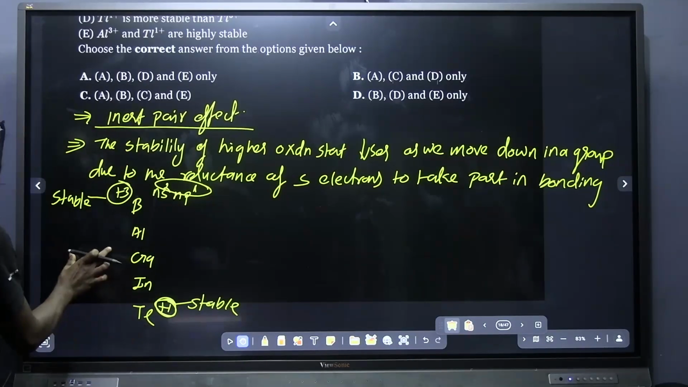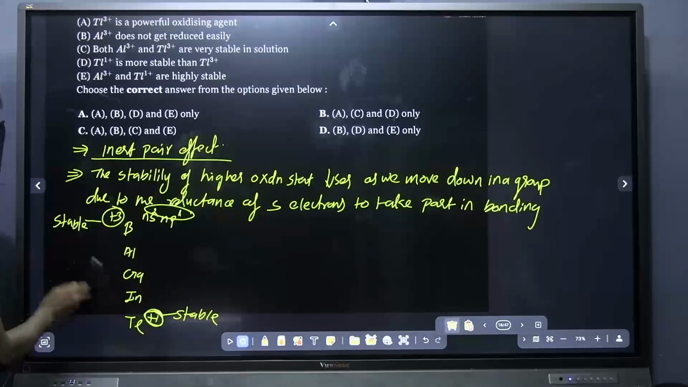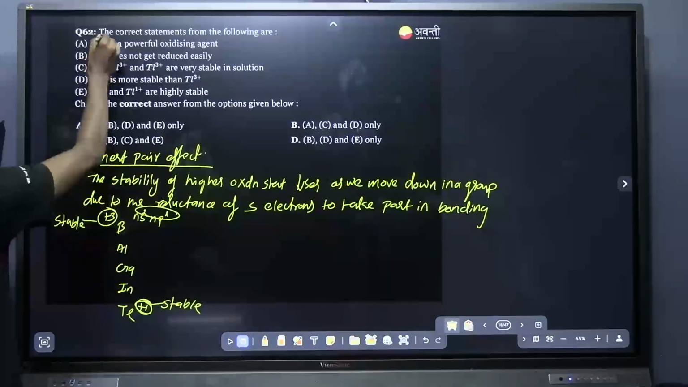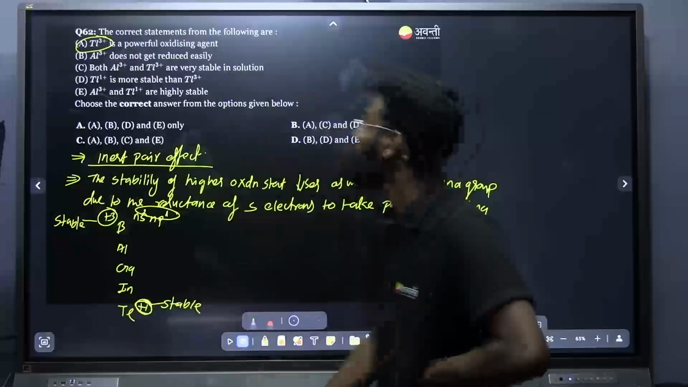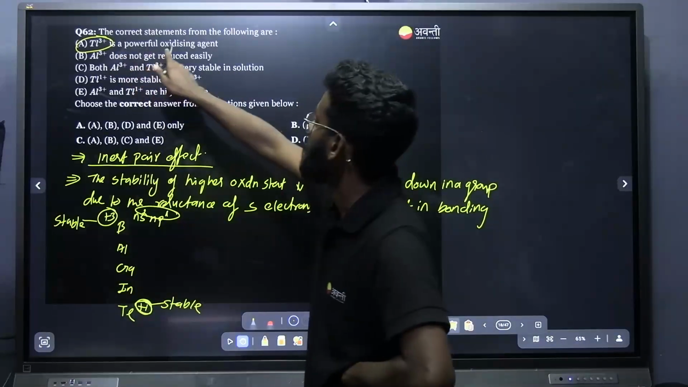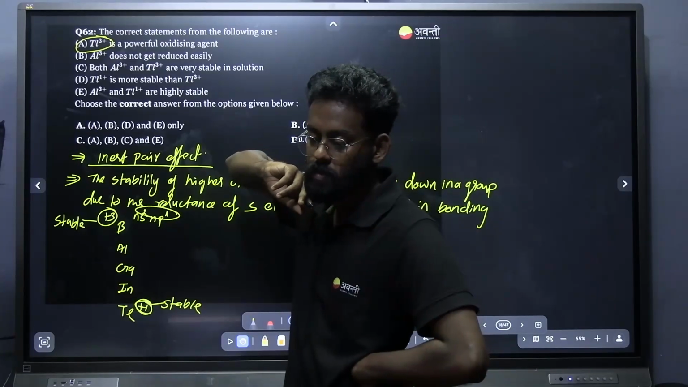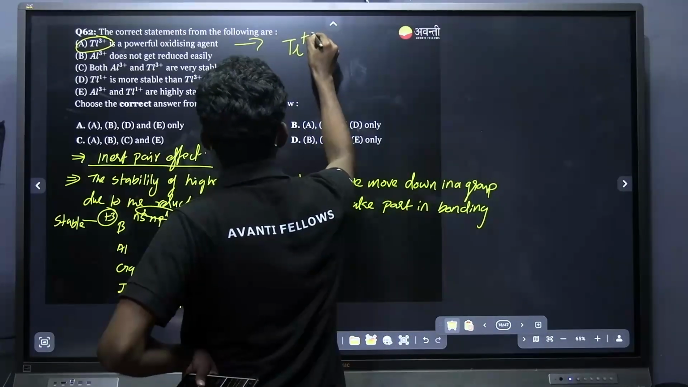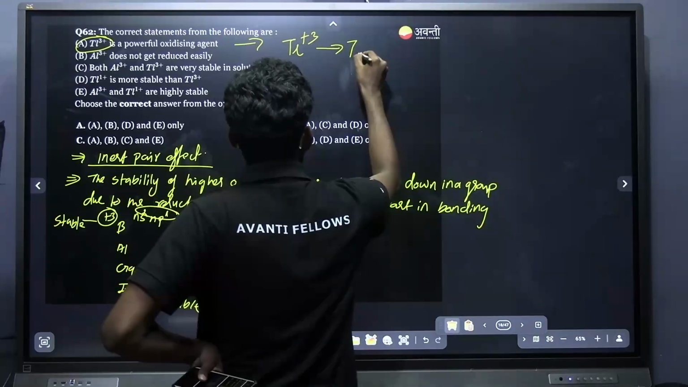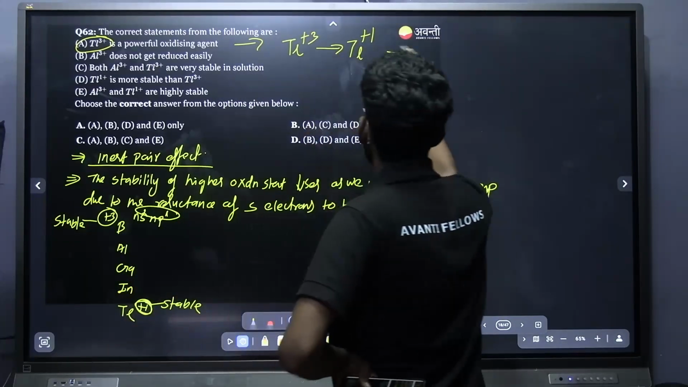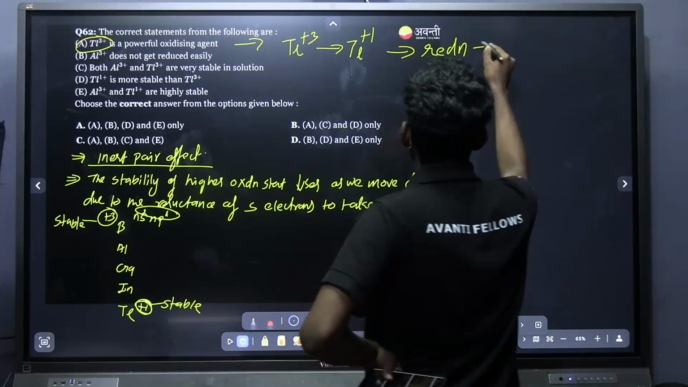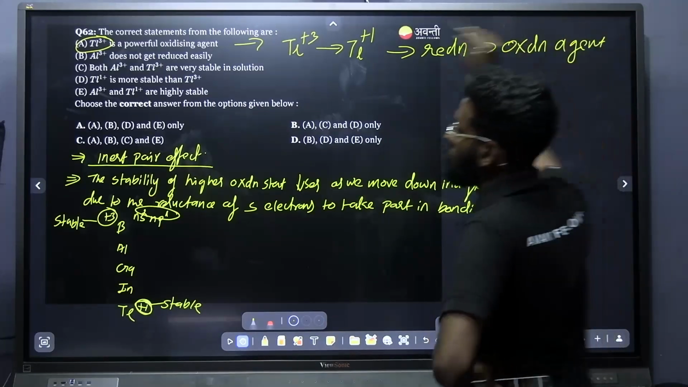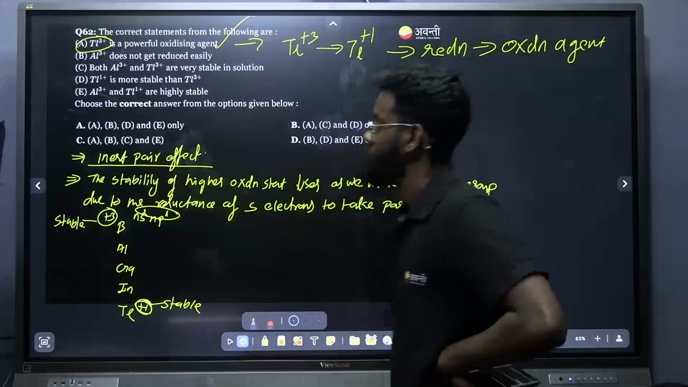Okay, if plus 1 is the stable one, will Tl3 plus exist in the plus 3 oxidation state? No. What will it do? If Tl is in plus 3, it wants to convert to Tl plus 1. How will it convert to Tl plus 1? By reduction. If it is undergoing reduction, then it is acting as an oxidizing agent. So Tl plus 3, I can say, is a powerful oxidizing agent.